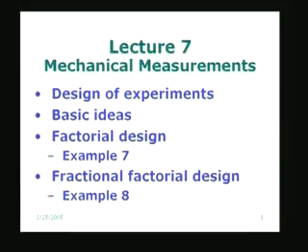Towards the end of the last lecture, we were talking about design of experiments, and lecture 7 on mechanical measurements, which is the current lecture, will also look at the design of experiments in somewhat greater detail. There are some basic ideas which we would like to understand, and also basic terminology which is used, which should be made clear before we proceed with some of the details.